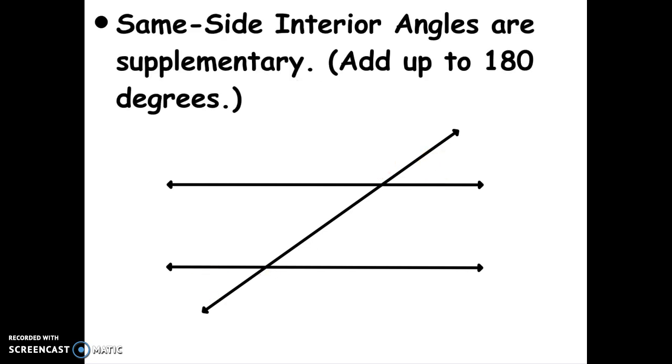Same side interior angles are supplementary. Supplementary means they add up to be 180 degrees. Same side means they're on the same side of the transversal, and interior means inside of the parallel lines. So that would be this angle and this angle, and this angle and this angle. And those angles are supplementary.